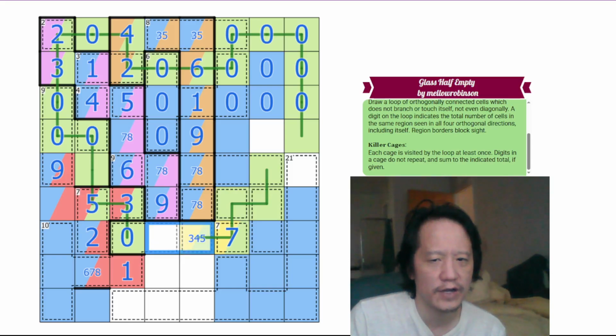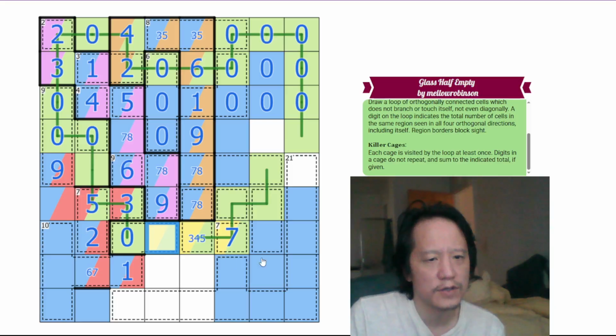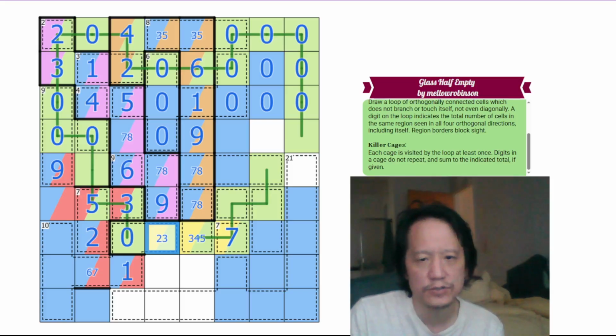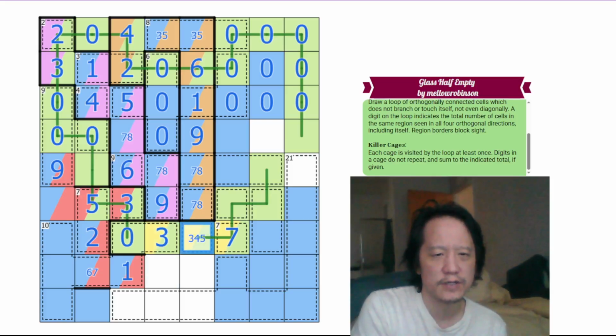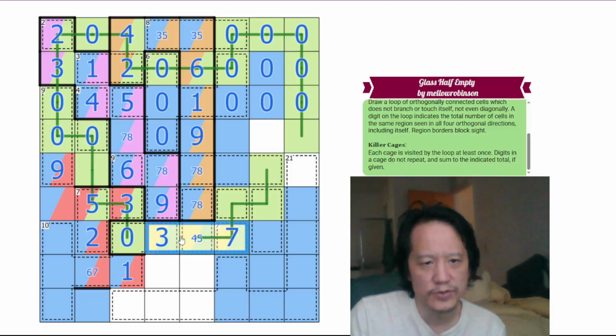So the yellow has to go this way. This cannot be part of the loop, so it must go this way. So this is part of the loop. This is part of the loop. This cannot be 8, it's 6 or 7. And this must be 2 and 3 added up with 6 or 7. It cannot be 2, so this is 3. That means this can't be 3. This sees at least 4. So these are the most that it can see.